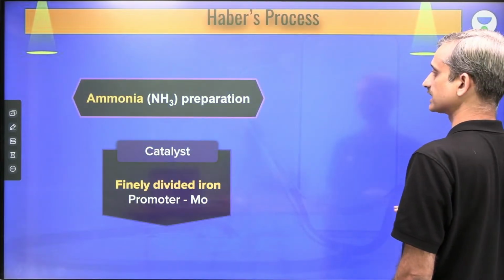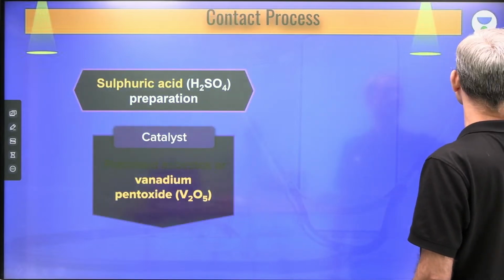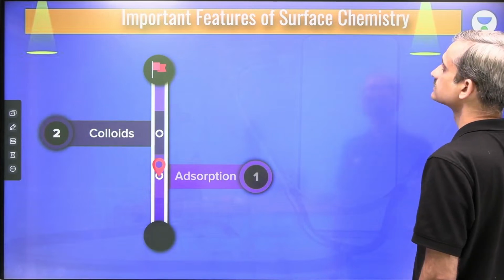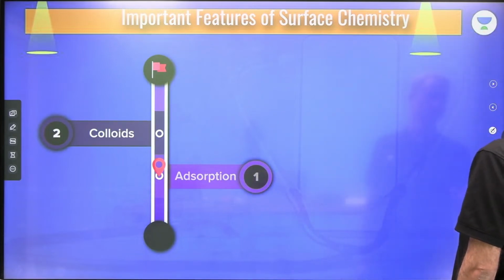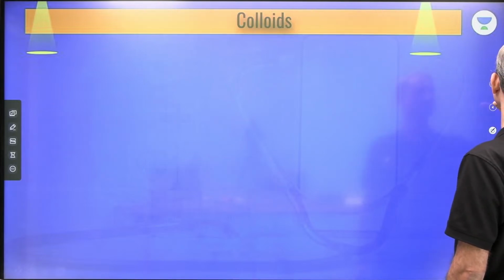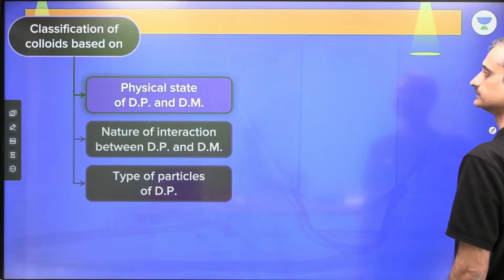There are some industrial catalytic reactions, Haber's process, the contact process. Now this is what we have as colloids, but we are going to do colloids in the next class. This time we are going to end it here.